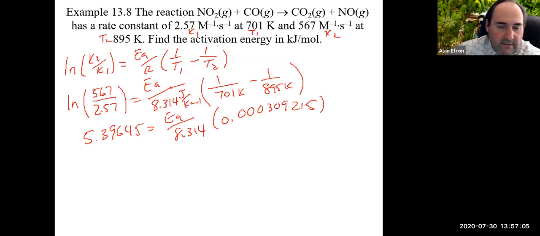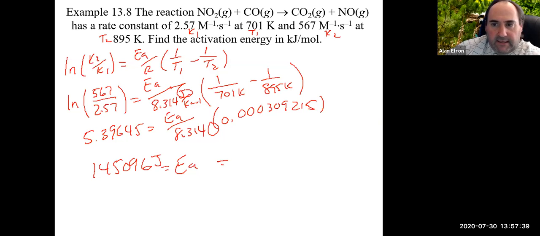0.000309215. So we're going to multiply the 8.314 to the other side. We're also going to divide by the 0.0003909. And if we do that, we will end up with a number. We divide by that and times 8.314. It gives us something like the E of A, bringing everything to the left-hand side, 145096. The units here would be joules because of the gas constant, which I didn't write there.